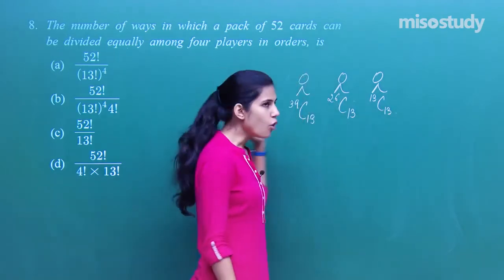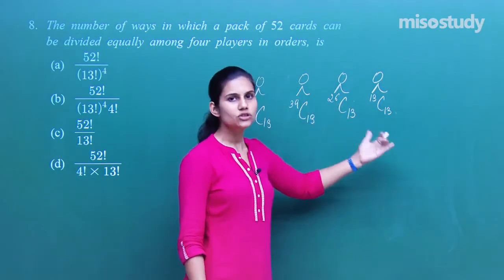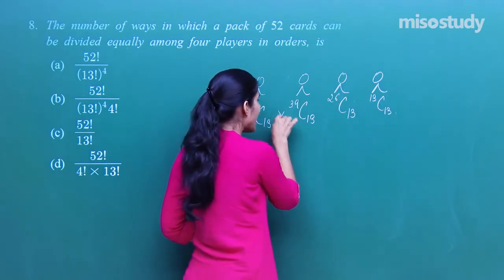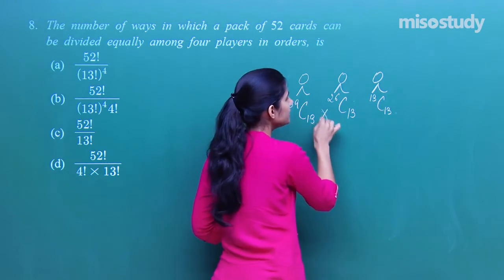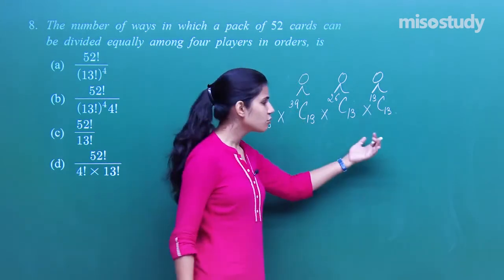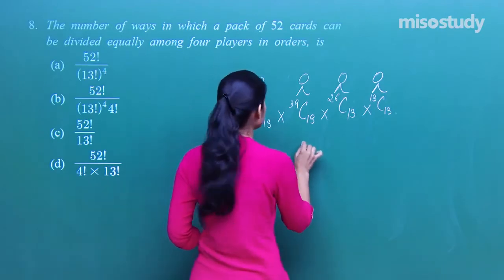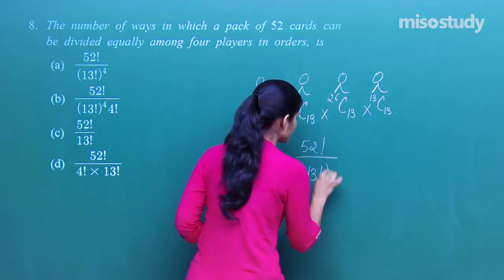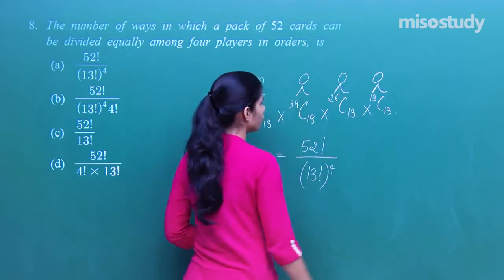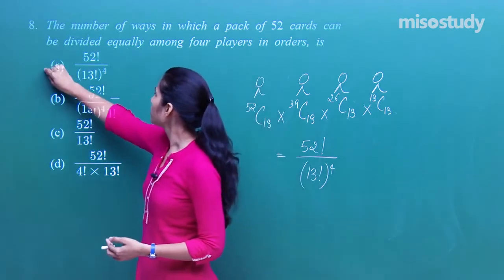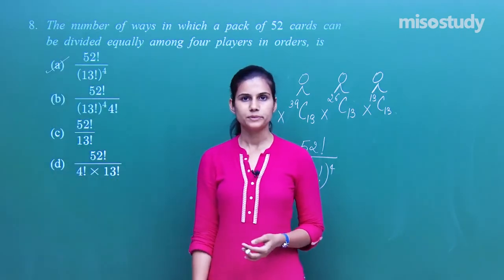Because I want to perform all the 4 tasks, each guy should get 13 cards each, so perform the first task first, and then the second, and then the third, and then the fourth. And therefore the multiplication rule comes into the picture. You basically get 52 factorial upon 13 factorial whole to the power 4. And that is your answer, which is 52 factorial upon 13 factorial to the power 4.